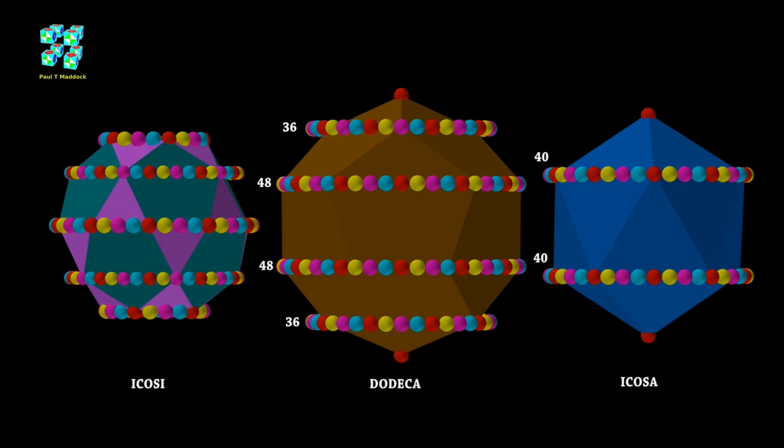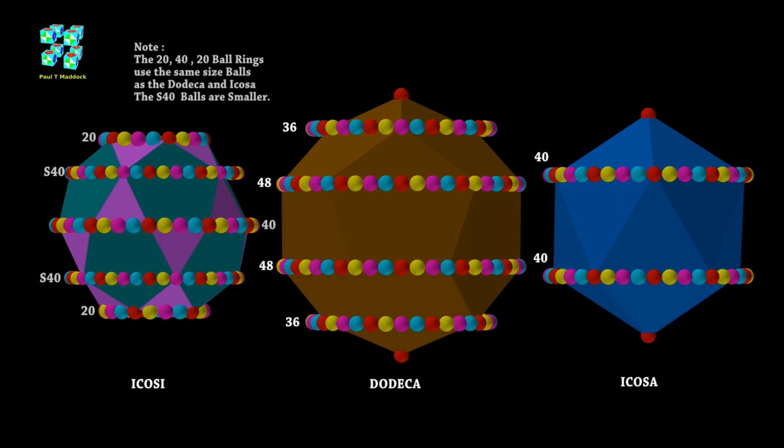Okay, let's take a look at the Alkasi. Now the Alkasi is not a platonic solid, and it is not one of the special five. Anyways, let's take a look at it because it's a little bit different. Now I'm showing 3 rings on the Alkasi, a 20, a 40 and a 20 ring. Now I also show 2 S40 rings.